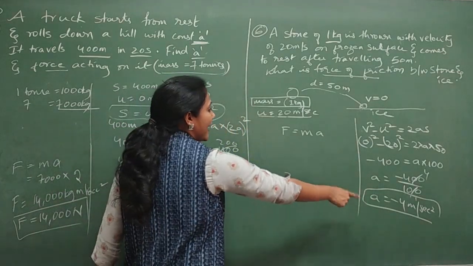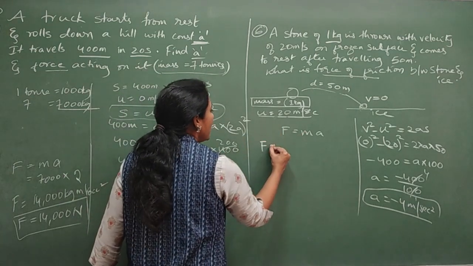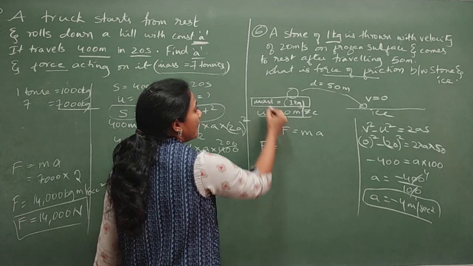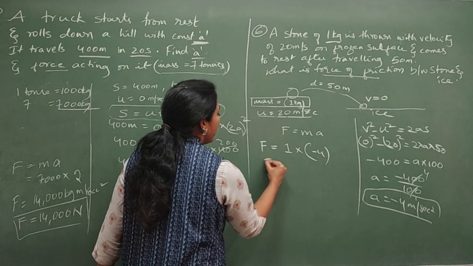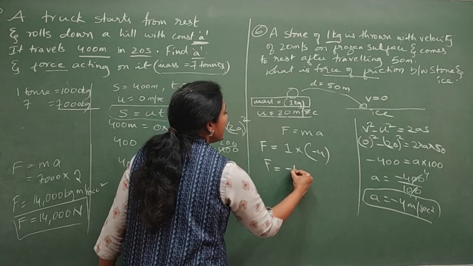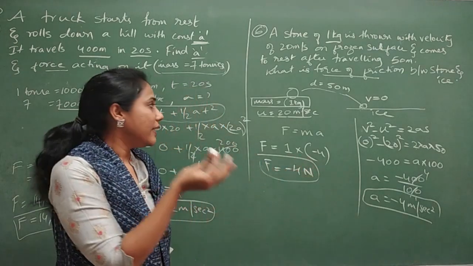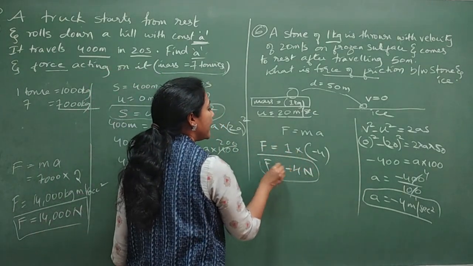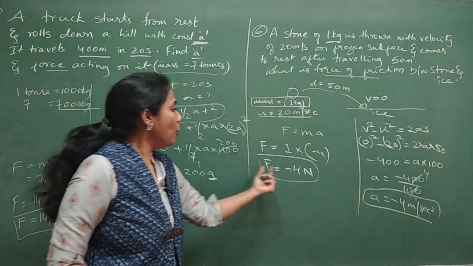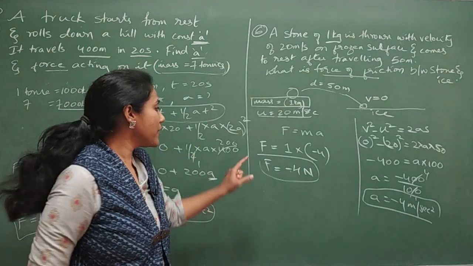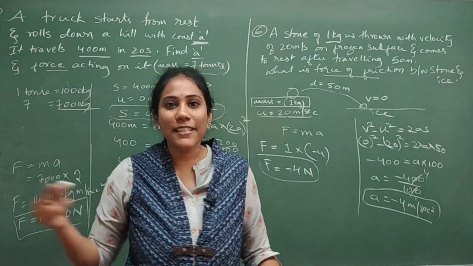So now that a value I will substitute in this formula. If you substitute in the formula, you will get F is equal to m, mass is 1 kg, into a is minus 4. So F is equal to minus 4 Newton. Frictional force is the opposing force, right? So that is the reason you have got a negative value for force. Okay, the force acts in the opposite way. So you got a negative value. So this is the answer for this question. And now we'll go for the next questions.